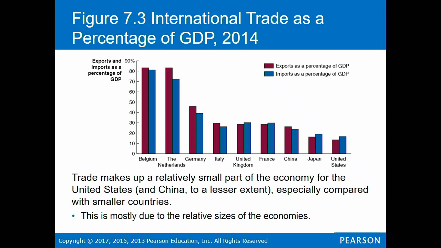So for instance, Belgium and the Netherlands may not have a lot of good farmland to be able to grow crops. So instead of growing crops, they sell other goods, and they trade those to other nations for crops. We see compared to other countries, in the United States, imports and exports are a much less significant portion of our GDP. So down closer to 20% rather than up above 80%.